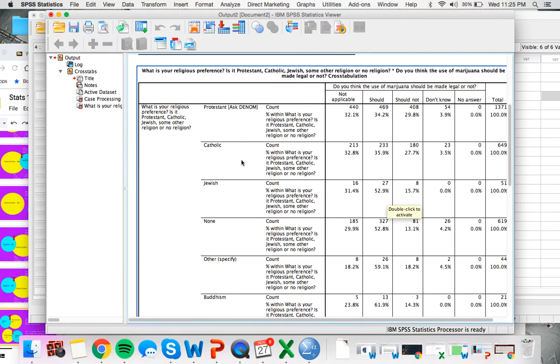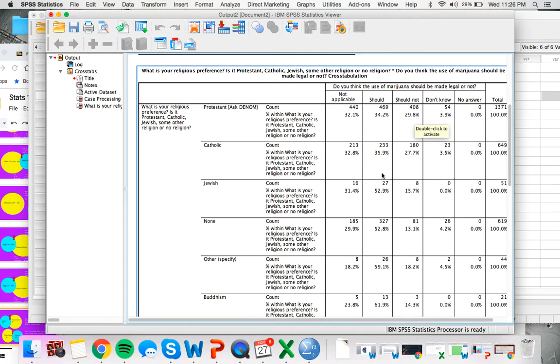Now, if I switched the columns and the rows, we would be saying, of people who said yes, we should legalize marijuana, this percent were Protestant. But since we've set it up this way, you're going to read across and then up. Of people who are Catholic, 35.9% said we should legalize marijuana. Of people who are Catholic, 27.7% said we should not legalize marijuana.